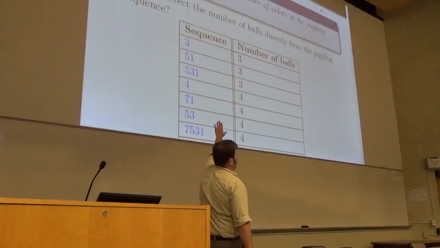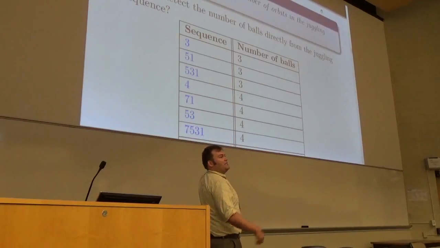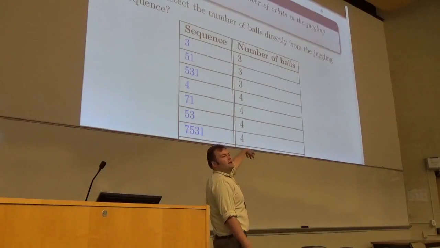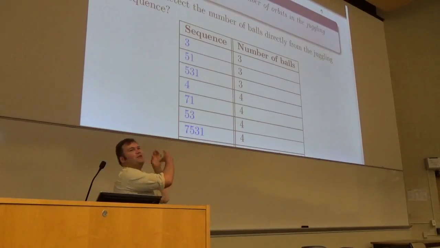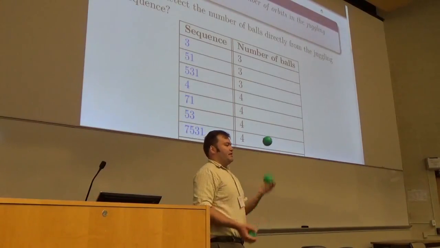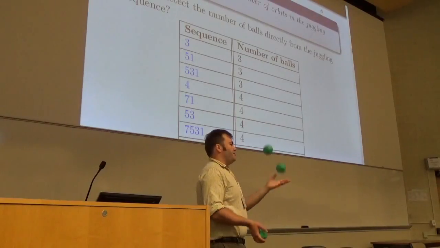So what I'm doing here is I'm going to give you sequences that are juggling sequences, and here are the number of balls. I'm just trying to get you to think about, well, do you notice any pattern there? While you're doing that, I'll show you what these look like. So 3 looks like this: 3, 3, 3, 3, 3, and so on.